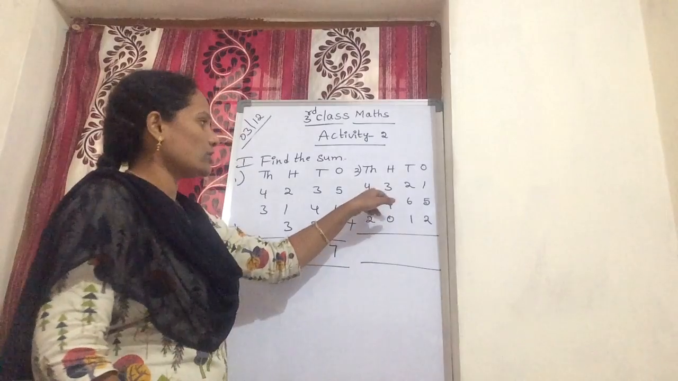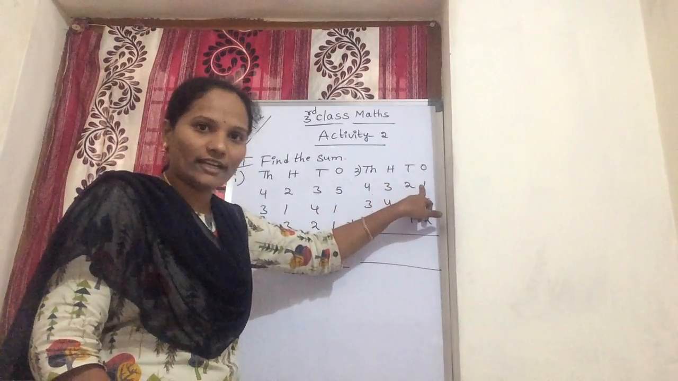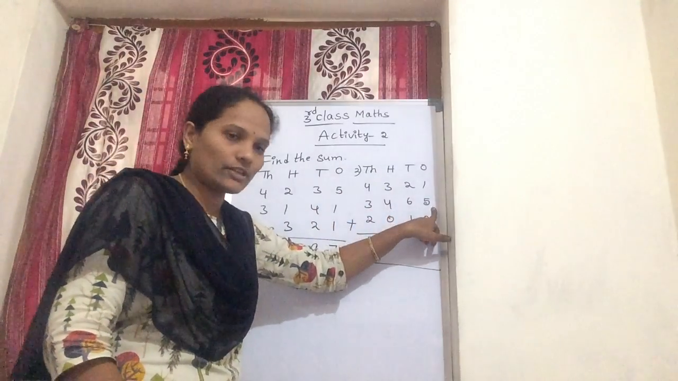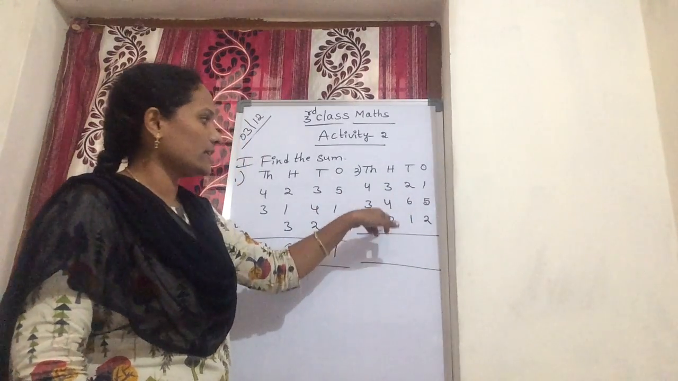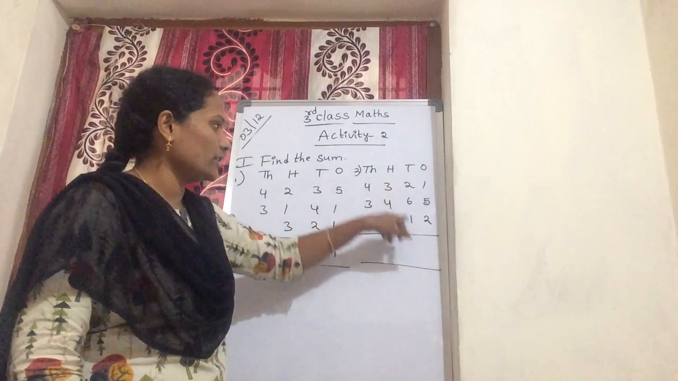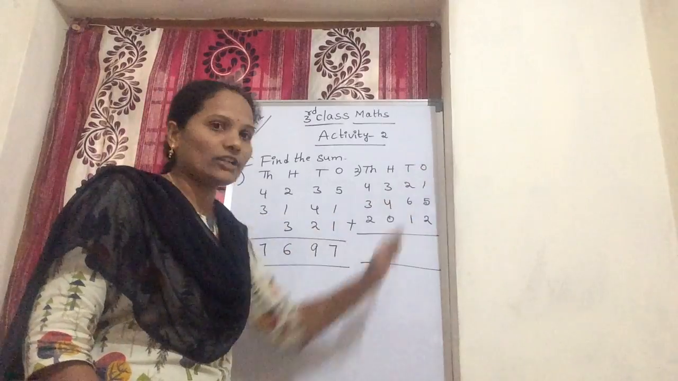Okay, one more problem. The first number is 4,321. Next, 3,465. Next, 2,012. Here the hundreds digit is 0, so you don't read that. Now you start from the ones.